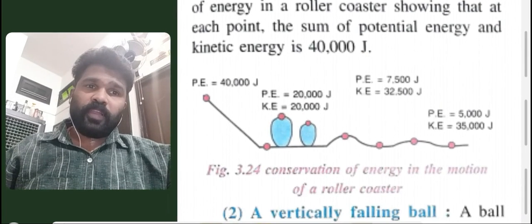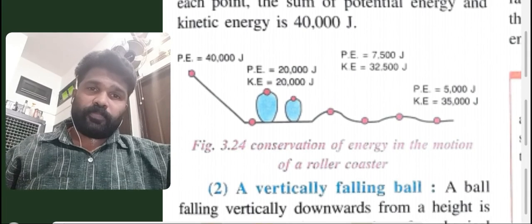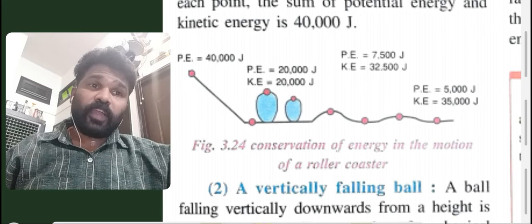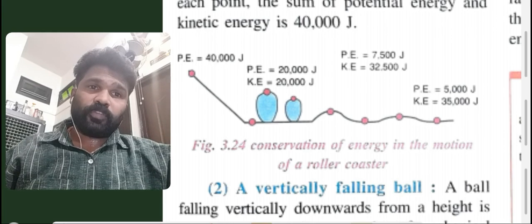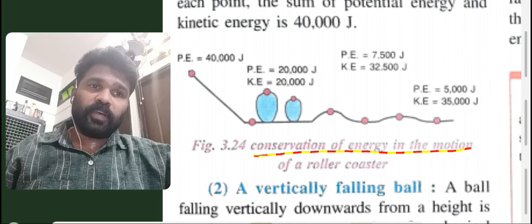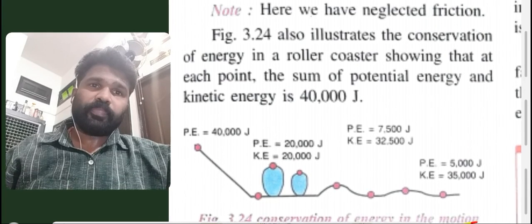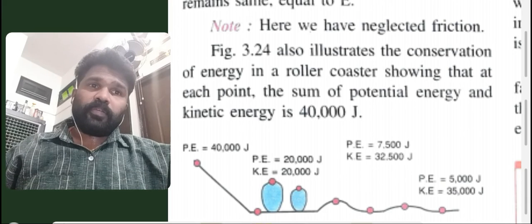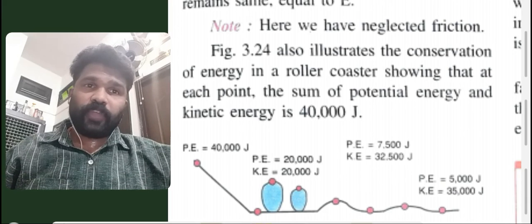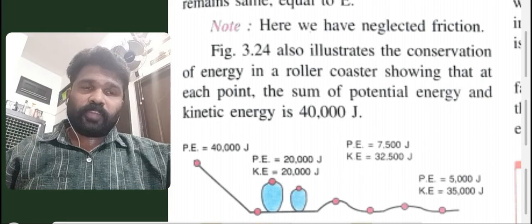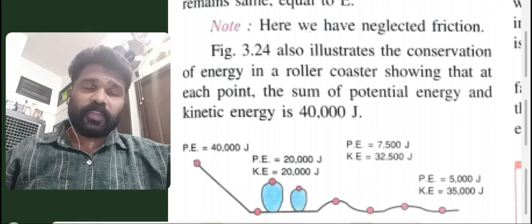Now we can see figure 3.24, the conservation of energy in the motion of a roller coaster. Just observe here. This figure also illustrates the conservation of energy in a roller coaster, showing that at each point the sum of potential energy and kinetic energy is 40,000 joule.